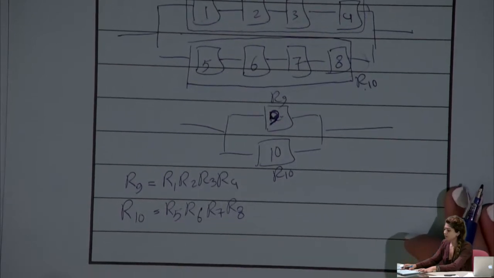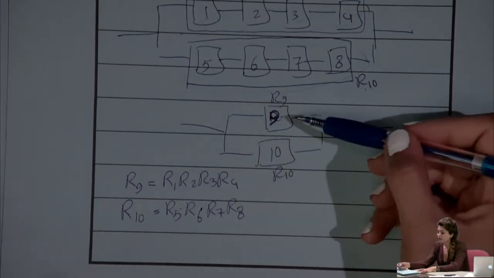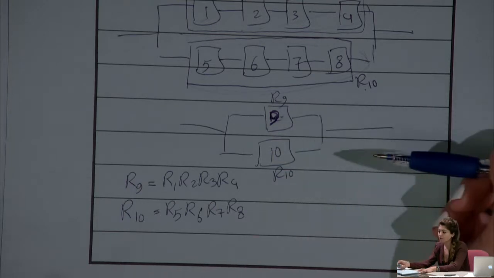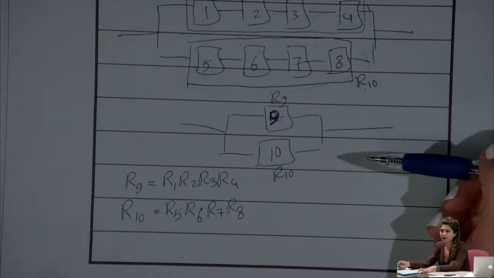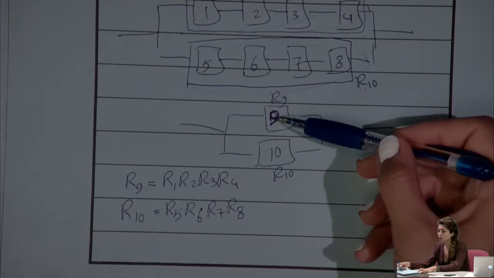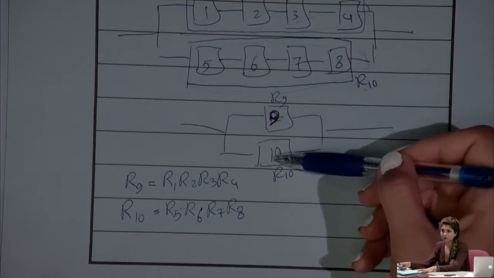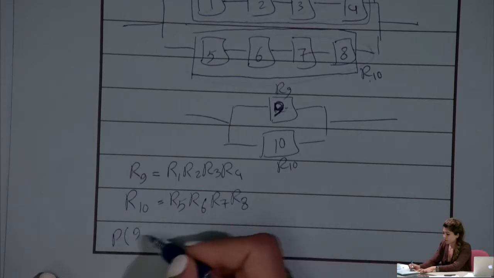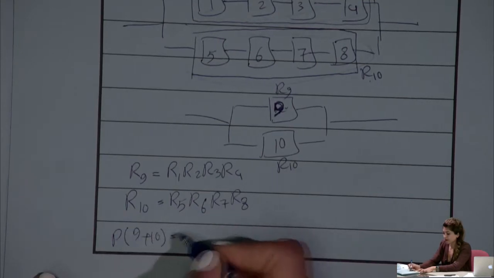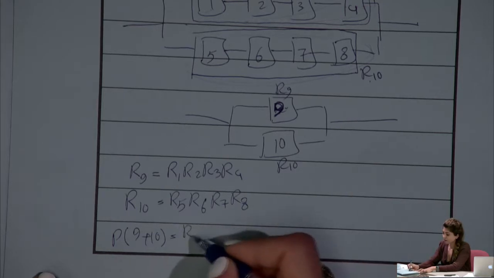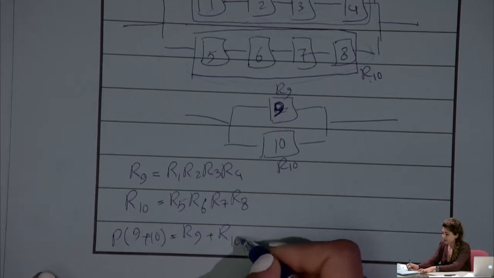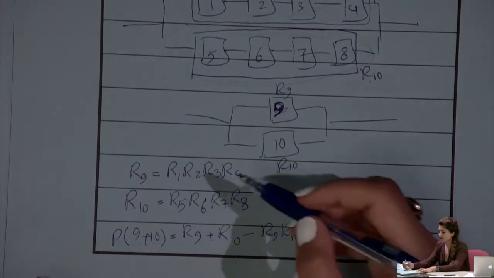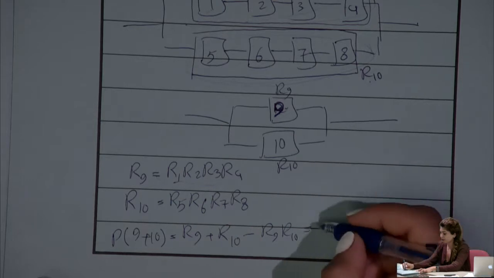Now, if you want to calculate the reliability of the parallel system, what would it be? Basically, you say either 9 or 10 has to work. So basically, you have the probability of 9 or 10, right? Which is going to be R9 plus R10 minus R9 R10. So you can write this as, you already have R9, you can plug it in here.